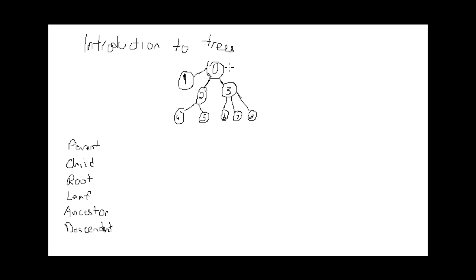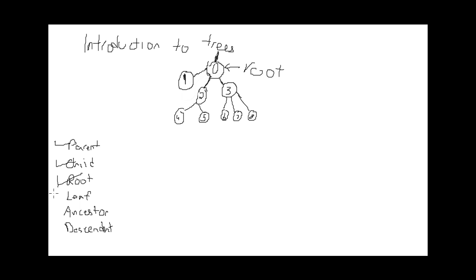Now, every tree has a root node, and a root node is basically a node that has no parents. So in this case, 0 is the root node, and basically this is where your tree starts. So this is called the root node.